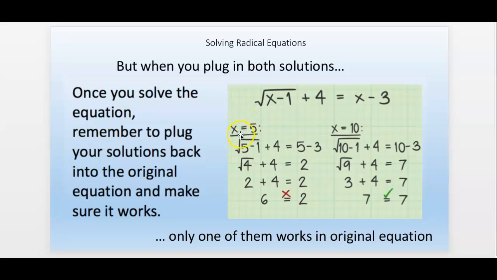All right, the left side here, we take x equals 5 and plug it back in. On the right side here, we take x equals 10 and plug it back into the original equation. Well, what happens? 10 works. When we get to the end here, 7 equals 7, that's good. That's true. This equation is true. 10 does work. But over here, 5 didn't work. Because we got to the end here, it said 6 equals 2. Well, that's not true. So only the 10 works in the original equation. The 5 is an extraneous solution. And again, we'll look more at that next week.